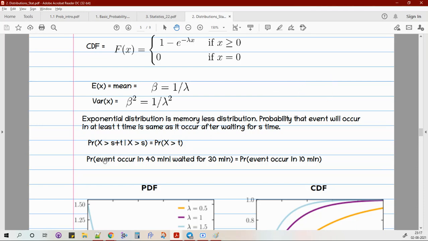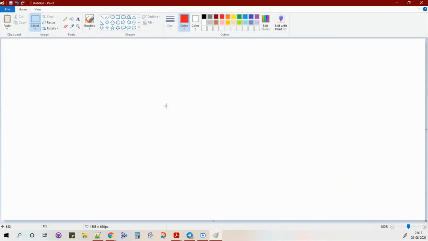So it is the same as the event occurring in 40 minutes. Let me draw this. Can we say it is independent, kind of independent? Yes. So let's say first you are here, and now I ask that now you are here. You don't know if the event has occurred or not.